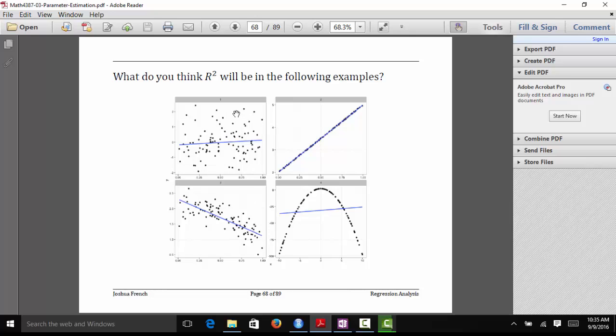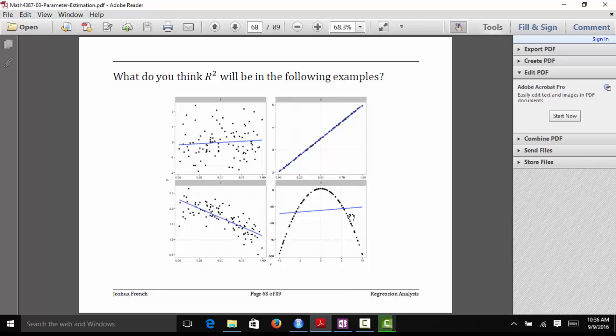So it definitely looks like this line is closer to the observed data points in this graph over here. So R squared is probably not going to be really large right here, but it's going to be larger than the first graph. Whereas with this last one, we can see that there's actually a very strong relationship between the predictor variable on the x-axis and the response, but it's not captured by a straight line. And so we would expect that R squared is going to be very small here.